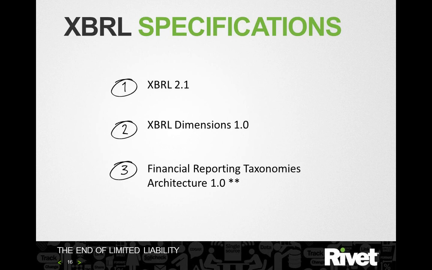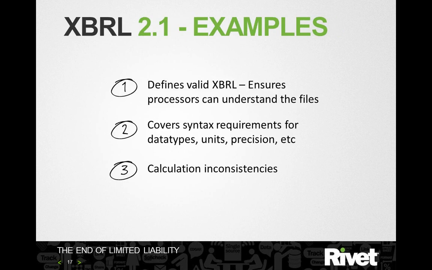And so first, related to the XBRL specifications, there's a couple that are often checked in validation tools. The first is XBRL 2.1, the second is XBRL dimensions, and the third is Financial Reporting Taxonomies Architecture. And so the first one is the XBRL 2.1 specification. This is really the main specification which defines valid XBRL.